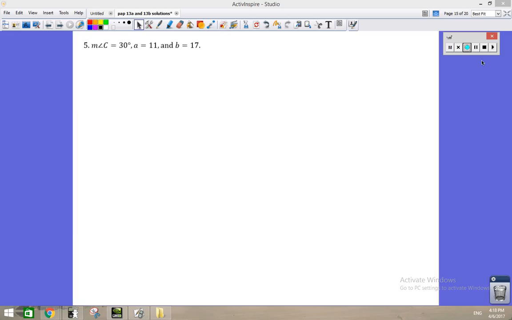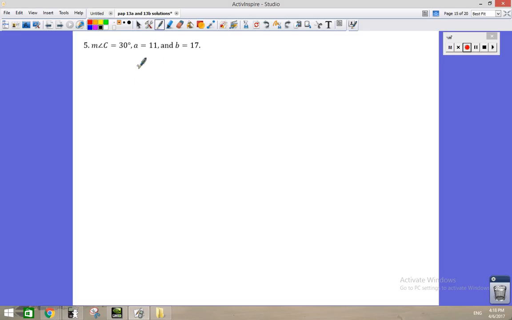We're solving triangles. They give us half the information that includes at least one side, and they want us to find the other half. So there's three lengths and three angles inside every triangle. That's what we want to do. So here they're giving us the measure of angle C and the lengths of A and B.